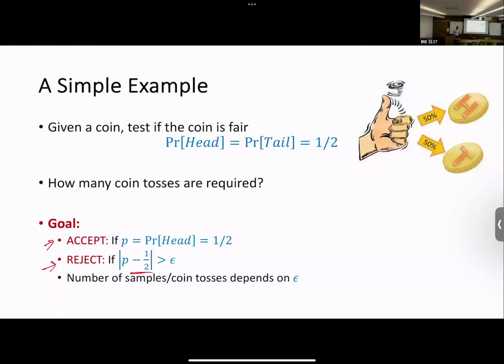Okay, so now the question is how many coin tosses are required? Can any of you guess? Just by a simple application of the Chernoff bound, you can show that something like 1 over epsilon squared samples are sufficient.